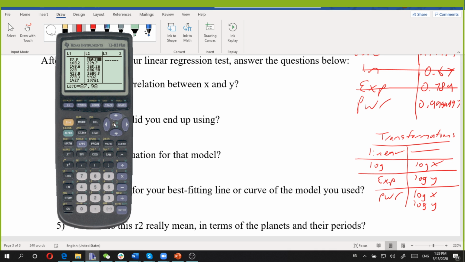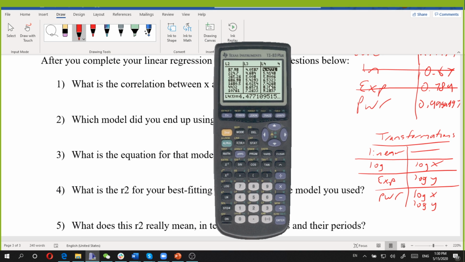That means we need to take the natural log of both x and y. So I'm going to go into list 3, scroll up to the name, hit enter, and we can type in a formula. So this is the natural log of list 1. So now list 3 is ln x. I'm also going to go over to list 4, scroll up to the name, hit enter, and type this as the natural log of list 2. So that's natural log of y is now list 4. Okay, that will allow us to do a linear regression t-test.